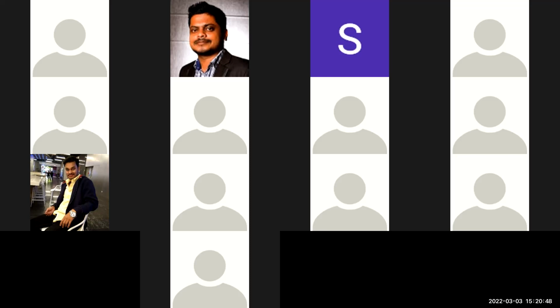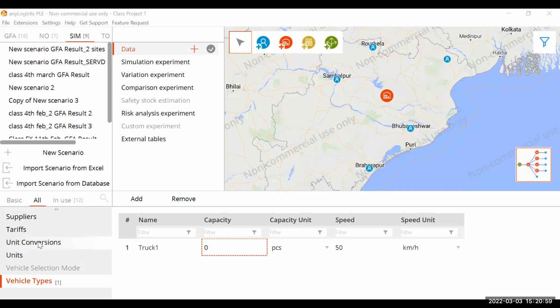So right now, we'll put truck one capacity 20 vehicles. It can carry 20 vehicles. Let me share my screen. So what we did: whatever GFA result you have got, right click that and convert that into a simulation scenario, right? Now click on this. Once you open this page, it will be in the basic, right? Click on the all, come to vehicle type, name the vehicle. Then capacity you have to mention. That means in one run, what is the full capacity of the truck? How many vehicles can it carry?